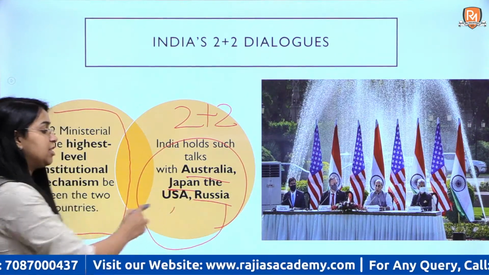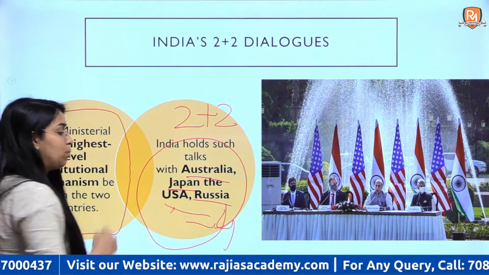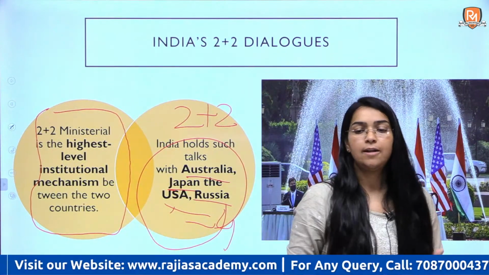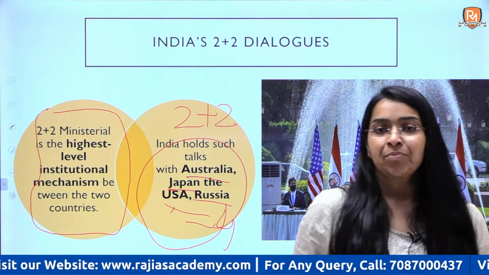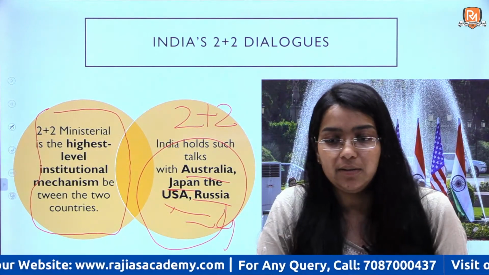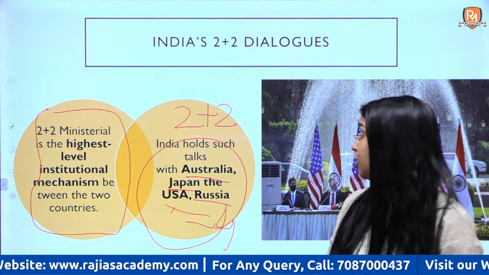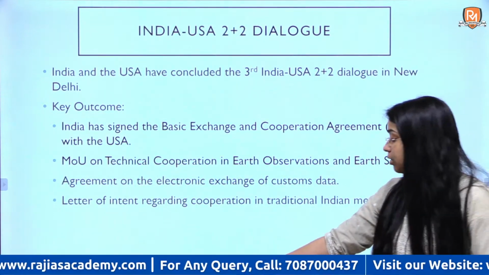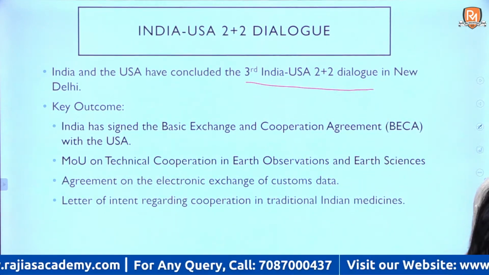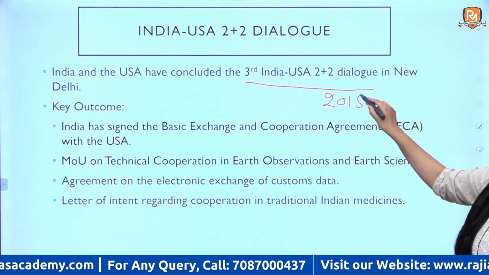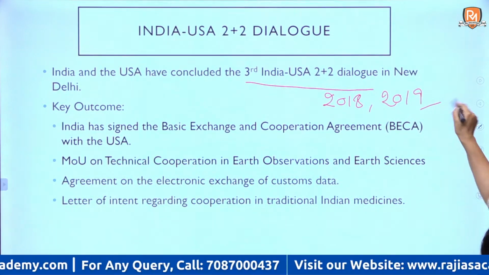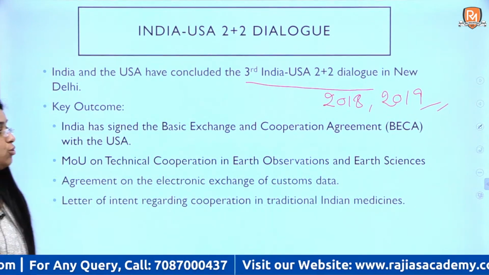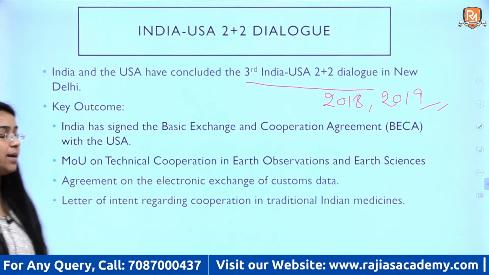ये 4 countries in total के साथ India has 2+2 dialogue. तो ये याद रखना है, ये भी एमसीक्यू का क्वेश्चन बन सकता है कि किस कंट्री के साथ इंडिया का 2+2 टॉक्स है या नहीं है, राइट? सो ये पॉइंट भी आपको यू हैव टू रिमेंबर. Now this was the third 2+2 dialogue that happened between the two countries. इससे पहले 2 हो चुके हैं, 2018 में, 2019 में. फिर उसके बाद कोविड की वजह से इतना मेल मिलाप नहीं हो पाया था, तो वो कंटिन्यू नहीं कर पाए. अब 2022 में ये थर्ड हो रहा है.